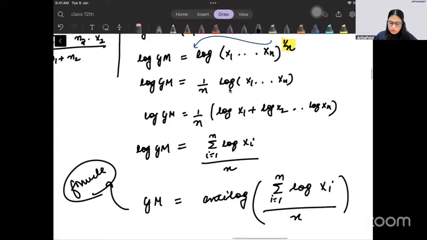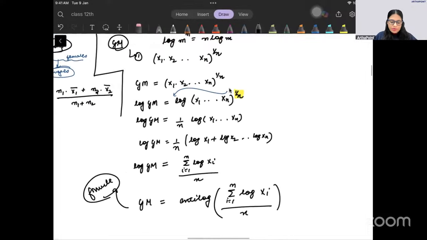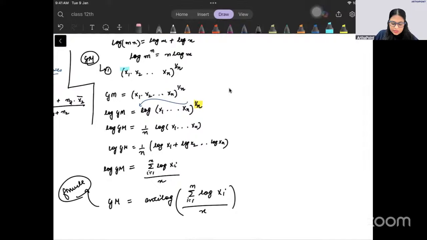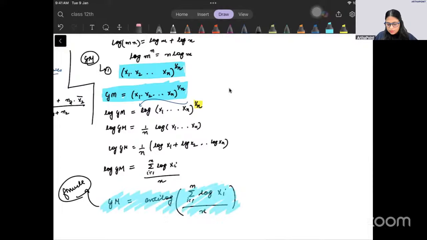I think I have not given this in the notes. So make a note of this somewhere here. One formula is this, the formula of GM. And the other formula is this. Okay, so nothing. I have just taken log on both sides.